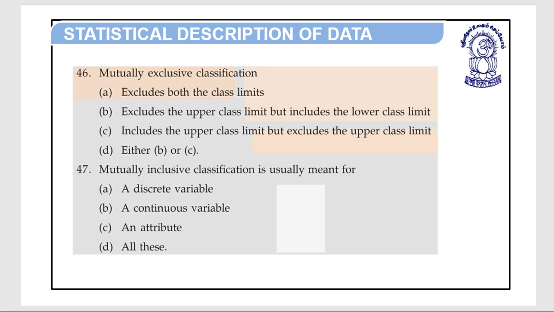Mutually exclusive classification. A, exclude both the class limits, B, exclude the upper class limit but include the lower class limit, C, include the upper class limit but exclude the lower class limit, D, either B or C.